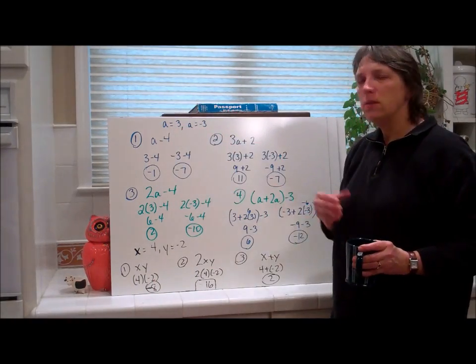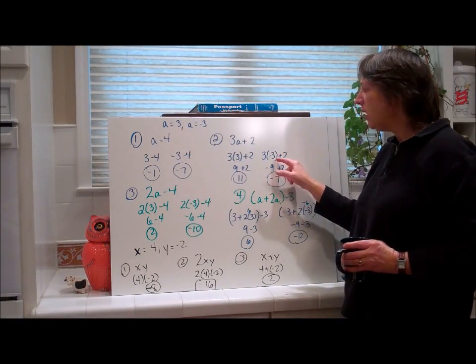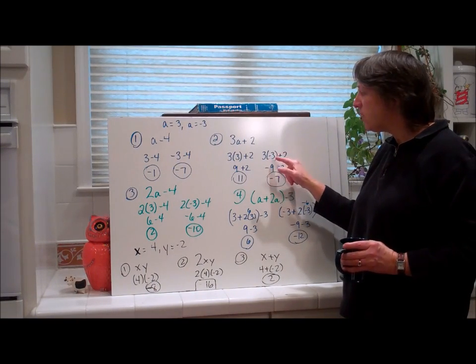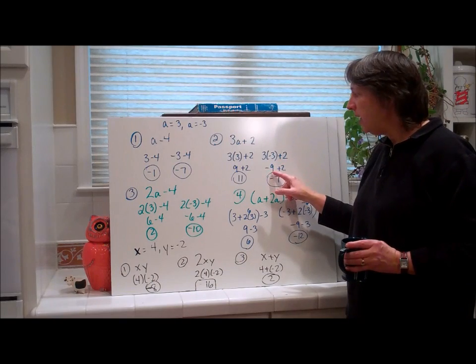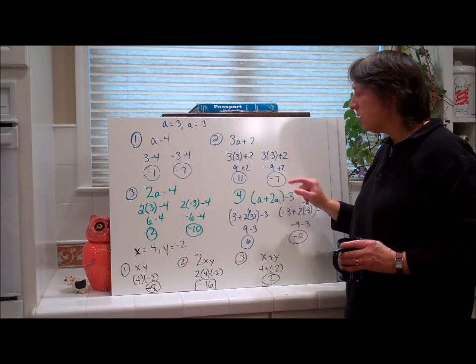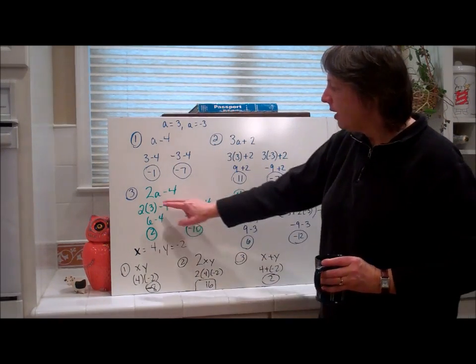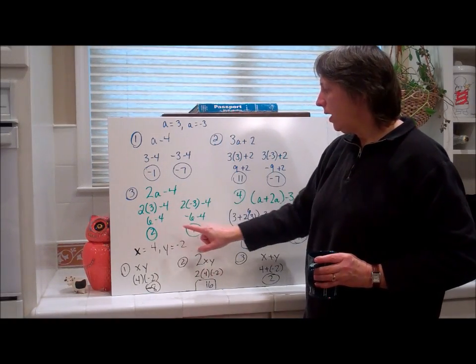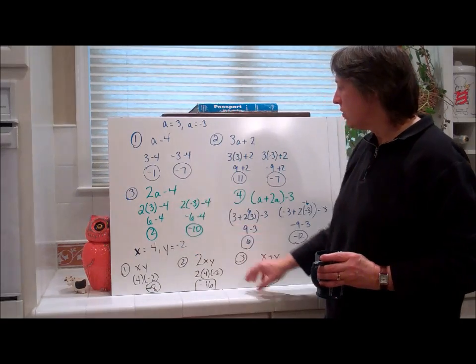When a is positive, we're not going to have any issues. But when a becomes negative, we make sure we have parentheses around it so we can see 3 times a -3 is -9, and -9 plus 2 is -7. Again, this is 2 times a. You should have 2 and -10 for 2a minus 4.